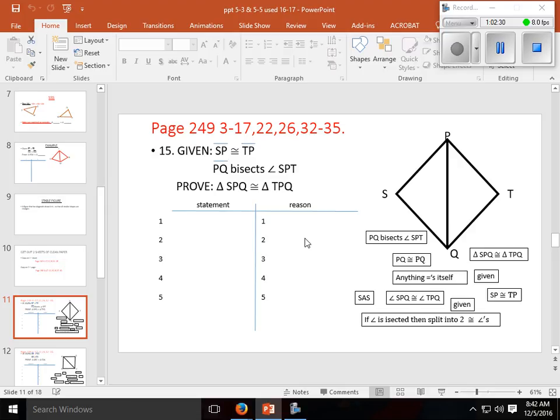PQ is congruent to PQ. PQ is congruent to itself. How did you know that? Because of the reflexive property. Anything equals itself. Is that enough to say the two triangles are congruent? Yes, by side angle side. So should we be able to go through and prove these two triangles are congruent? Now remember, what order did we go in? We proved these two sides, then these two angles, then the two sides.